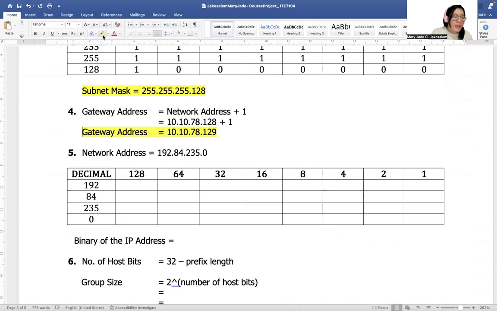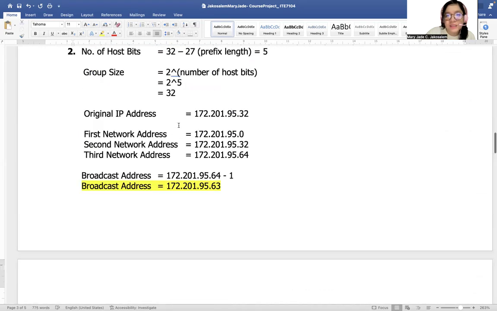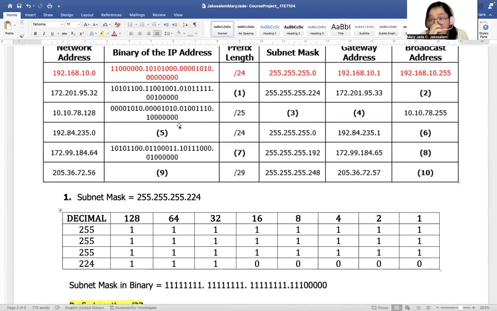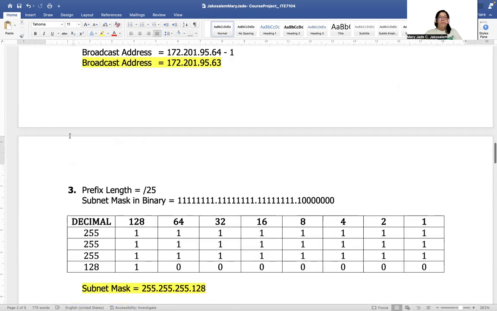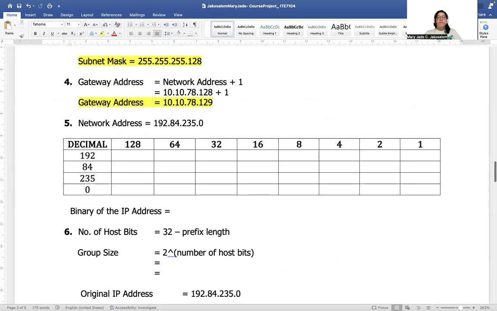Okay? And for number 5, this time, we are required to solve for the binary of our IP address. So our IP address right here is 192.84.235.0, which we have to convert to binary form. So here, 192, we have to convert this one to binary. So I have again included this table so it's easier for us. So here I've written the decimal form of our 4 octets, 192, 84, 235, and 0.